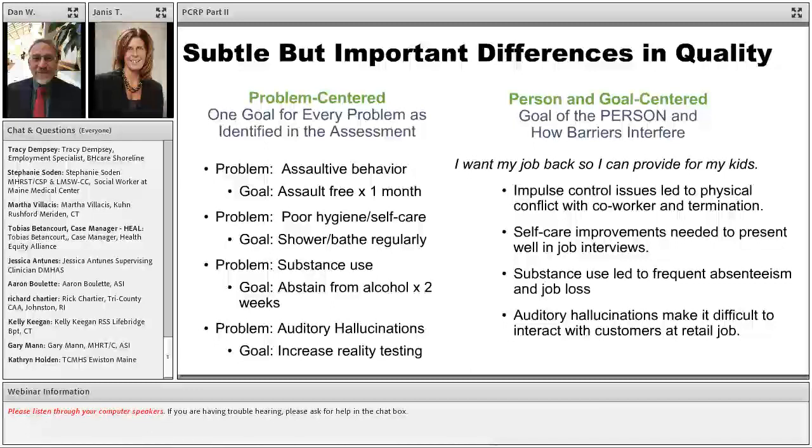In contrast, on the right, you see what we're really talking about is the plan gets integrated at the level of the goal that is most important to the person. And then we're going to address the barriers insofar as they're getting in the way of that. So in this example, perhaps the person says, I want to get my job back so I can provide for my kids. But perhaps they've had some difficulties with impulse control, and that's led to conflicts with coworkers. So they've been terminated from their last few jobs. Perhaps they are struggling with their self-care and their personal grooming routine. And if they want to put their best foot forward at a job interview, they're going to potentially need some attention in the plan around that.